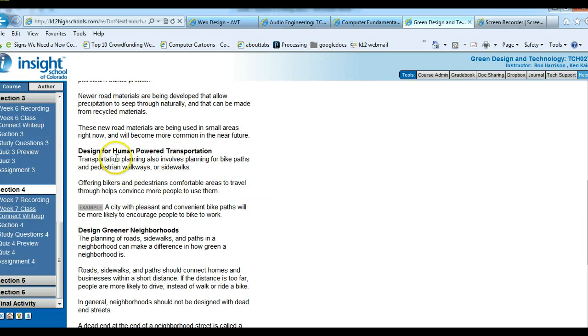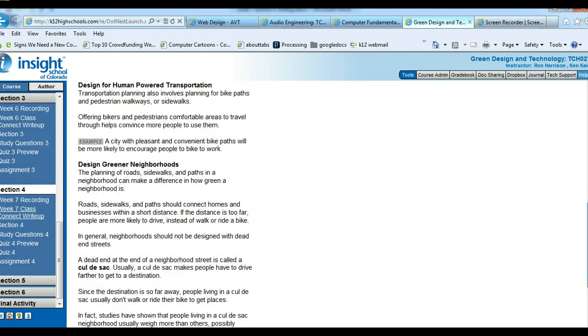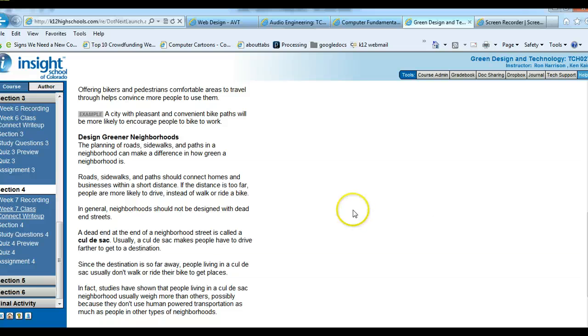Designed for human-powered transportation, put more sidewalks to encourage people to ride their bicycles or walk or skateboard, whatever it is. Greener neighborhoods, putting sidewalks, paths, things like that. Maybe make it to where there are neighborhoods closer to where people work. So there are different things like that that can really help.